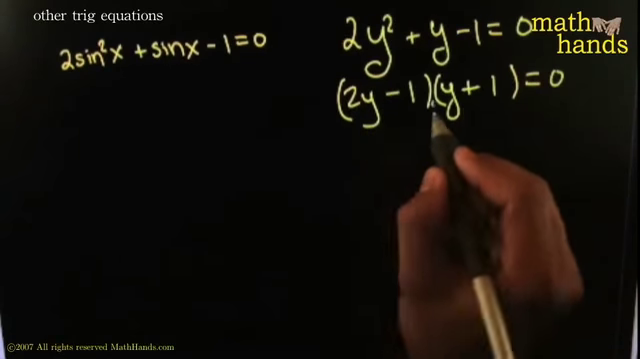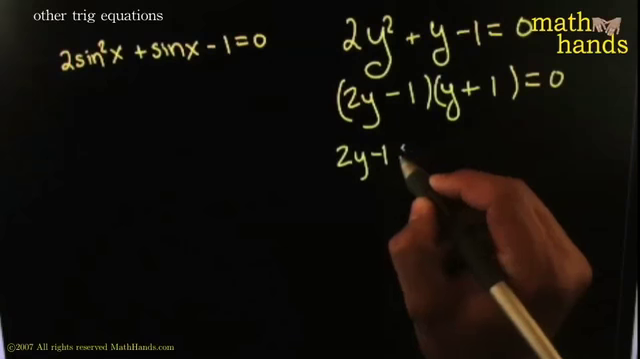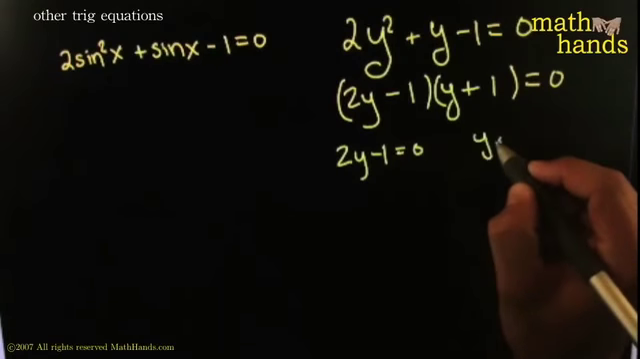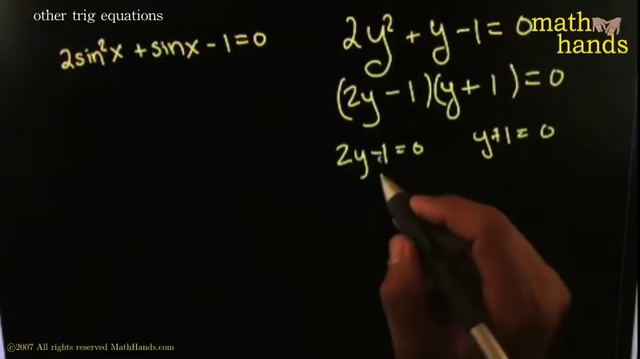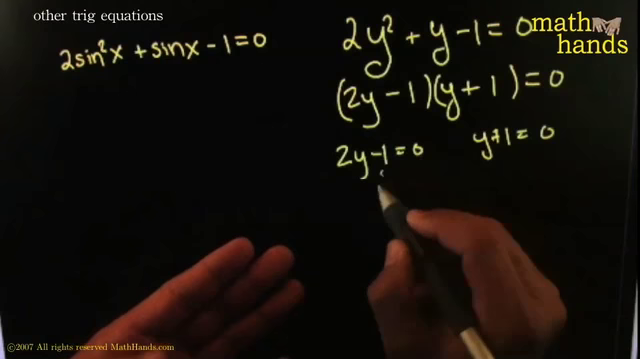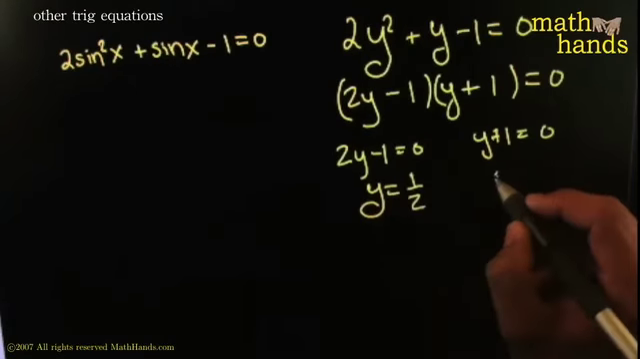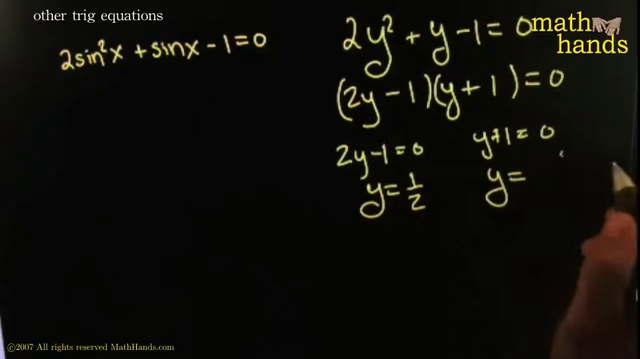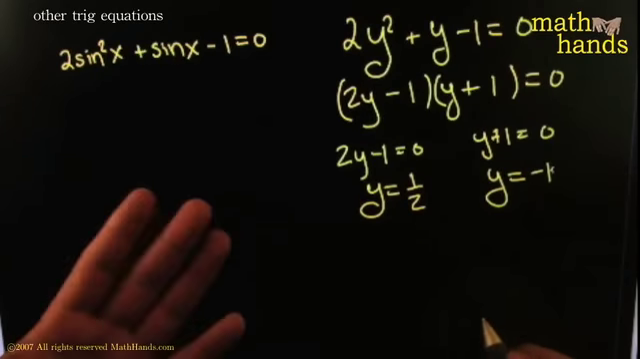Then you get some number times some number equal to 0. It must be that 2y minus 1 equals 0, or that y plus 1 is equal to 0. And so we can solve these just the way you did in algebra. Here you add 1 to both sides and divide by 2, so you get that y is equal to 1/2, while over here you would get that y is equal to -1. Capiche?